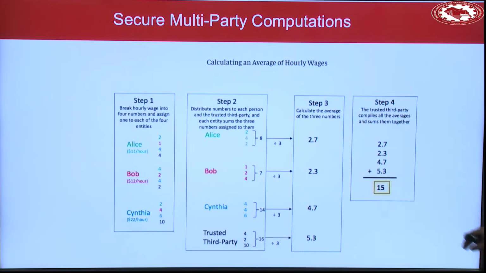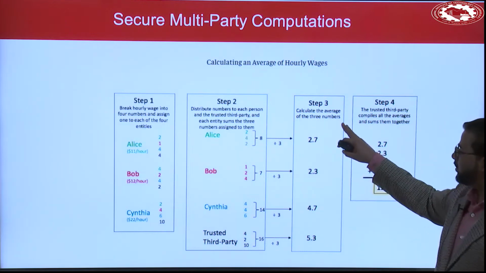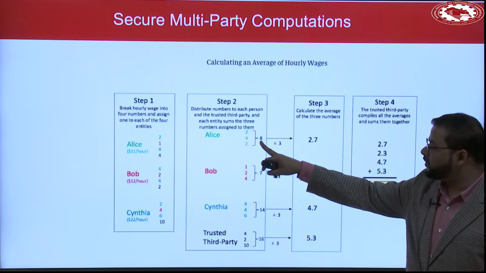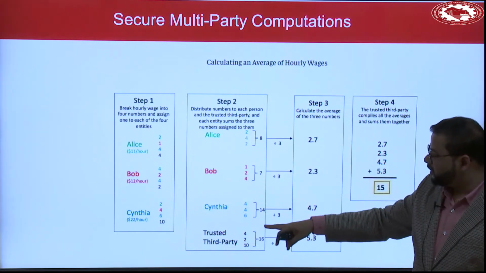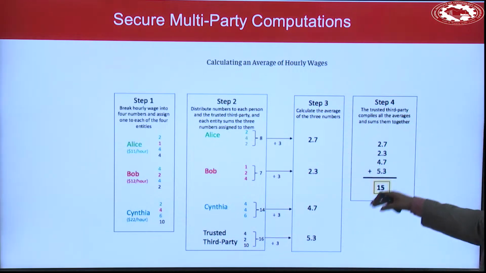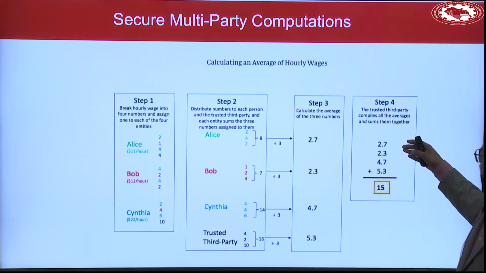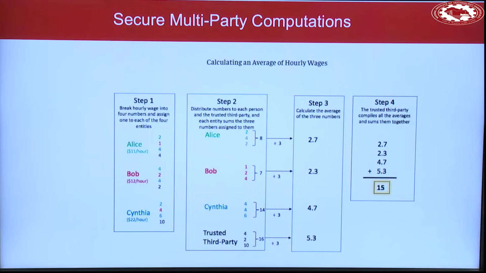Then it says calculate the average of 3 numbers, so you are getting the average of it, which is 8 divided by 3, this is 7 divided by 3, and so on and so forth. You are getting the average and then summing it up. So what we are doing here essentially is a similar calculation, but we are not directly doing the calculation on it.